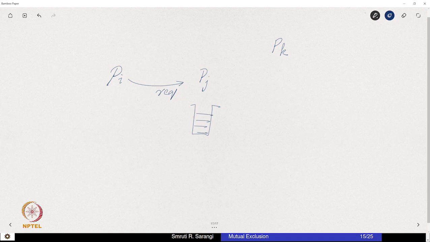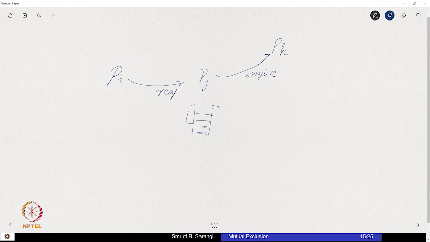Requests are not sent once again. Requests are sent only once. Even though the request is there, PJ sees the priority of this request with respect to all the requests that it has. If it finds that this request has the lowest timestamp, it is time to tell PK: look, I have received a request with a lower timestamp from PI, so kindly tell me what you are up to.